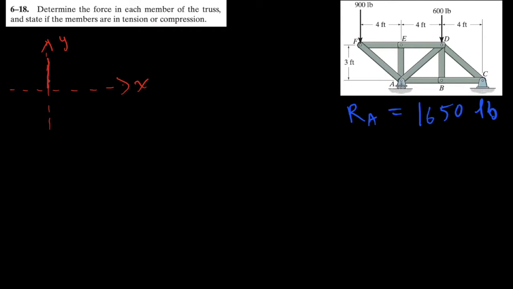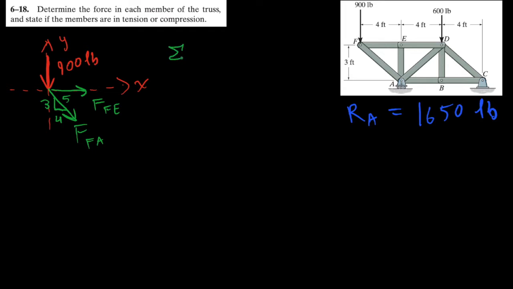We know that there's a 900-pound load applying as such, and we have the member FA, so let's call this force FA, and also the member FE, so then let's call this force FE. We know that the angle of FA can be characterized as the 3, 4, 5 triangle. So let's write out some equilibrium equations.